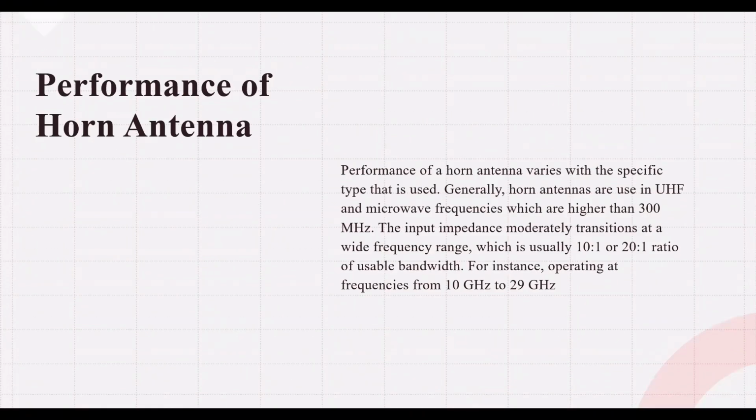So, the performance of horn antenna varies with the specific type that is used. Generally, horn antennas are used in UHF and microwave frequencies, which are higher than 300 MHz. The input impedance moderately transitions over a wide frequency range, which is usually a 10:1 or 20:1 ratio of usable bandwidth. For instance, operating at frequencies from 10 GHz to 29 GHz.